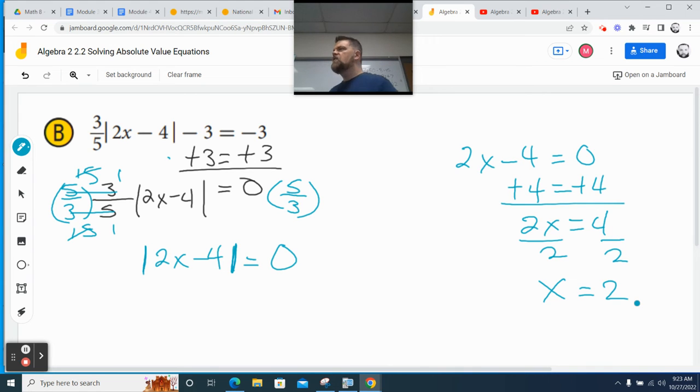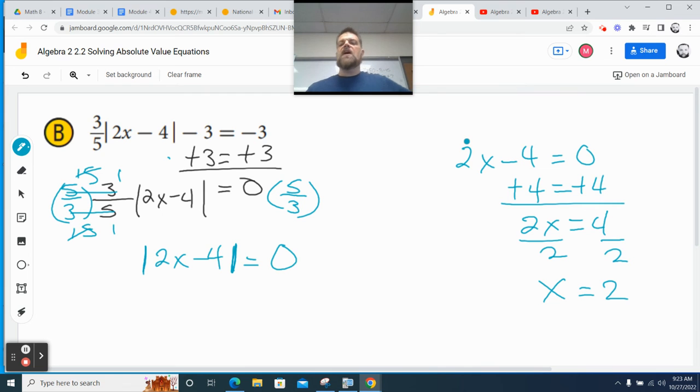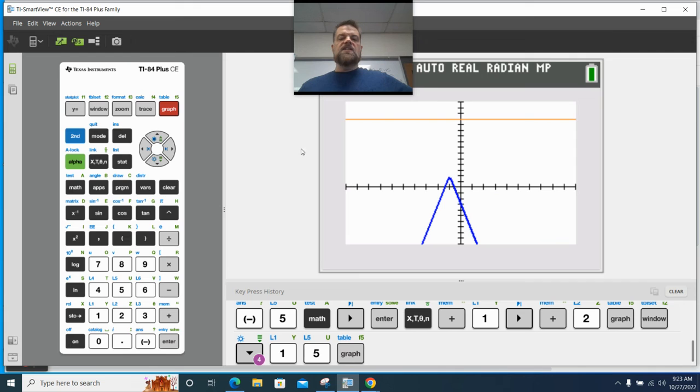So now if I go to graph this whole thing, I graph the left-hand side of the equal sign and the right-hand side of the equal sign. How is it going to cross only one time at x equals 2? It's going to cross at the vertex, and x will equal 2. So I think the vertex is 2, negative 3. But let's graph it. So I've got this crazy thing.